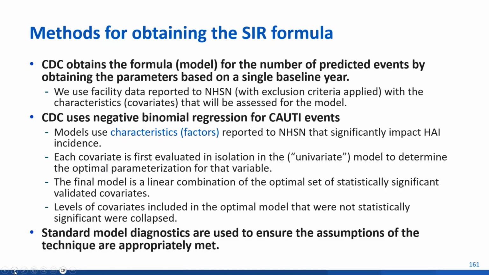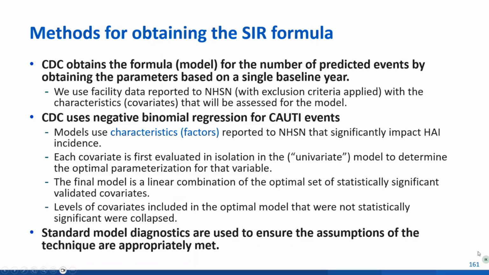We considered characteristics or factors reported to NHSN that significantly impact HAI incidence. Each characteristic, which here is also referred to as a covariate, a factor, or variable, was evaluated separately with the reported HAI incidence to determine the optimal parameterization for that variable. The final model then is a linear combination of these optimal covariates.